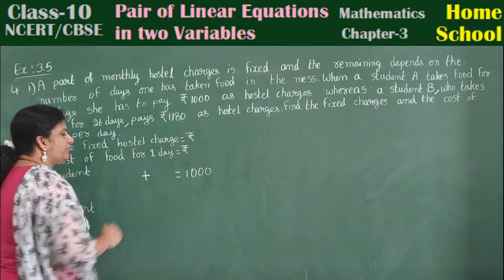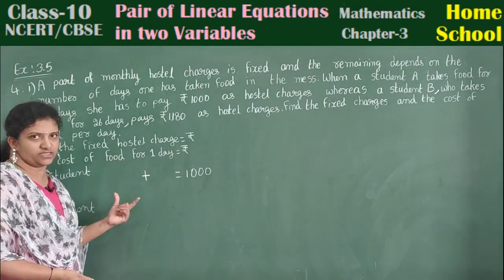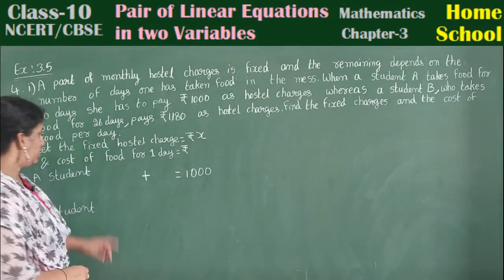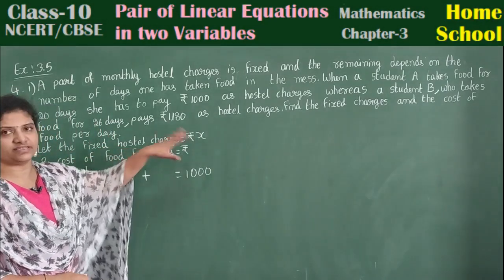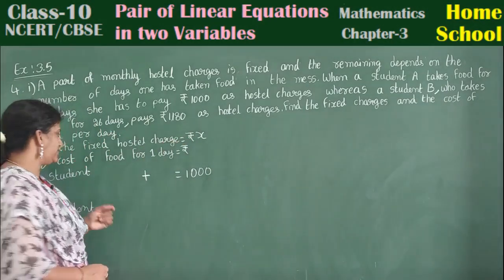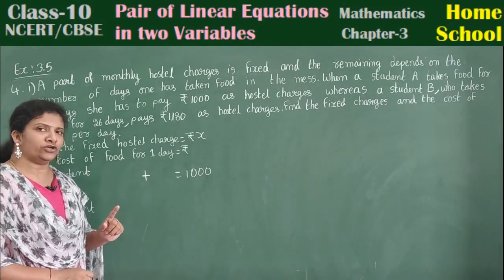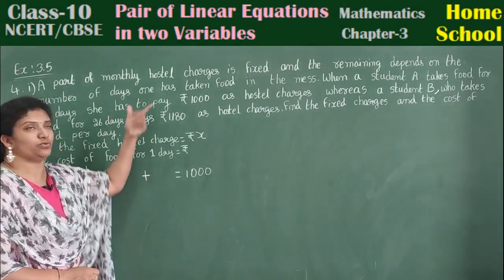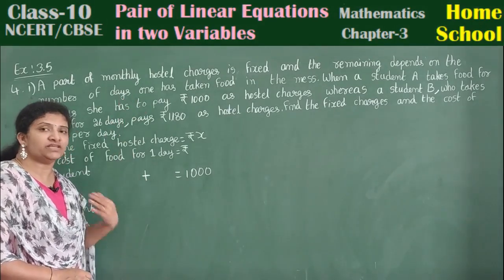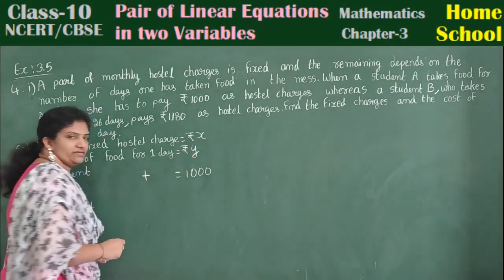So here you need to find the variables. Monthly fixed charge for a hostel. Let us assume the fixed charge be x. Okay, let the fixed hostel charges x rupees. We are talking about the amount, so write rupees. And cost of food for 1 day. 1 day food cost, if you know, you can multiply with 20 days, or how many days they have taken food in the mess. That much number you need to multiply. Let it be y rupees.